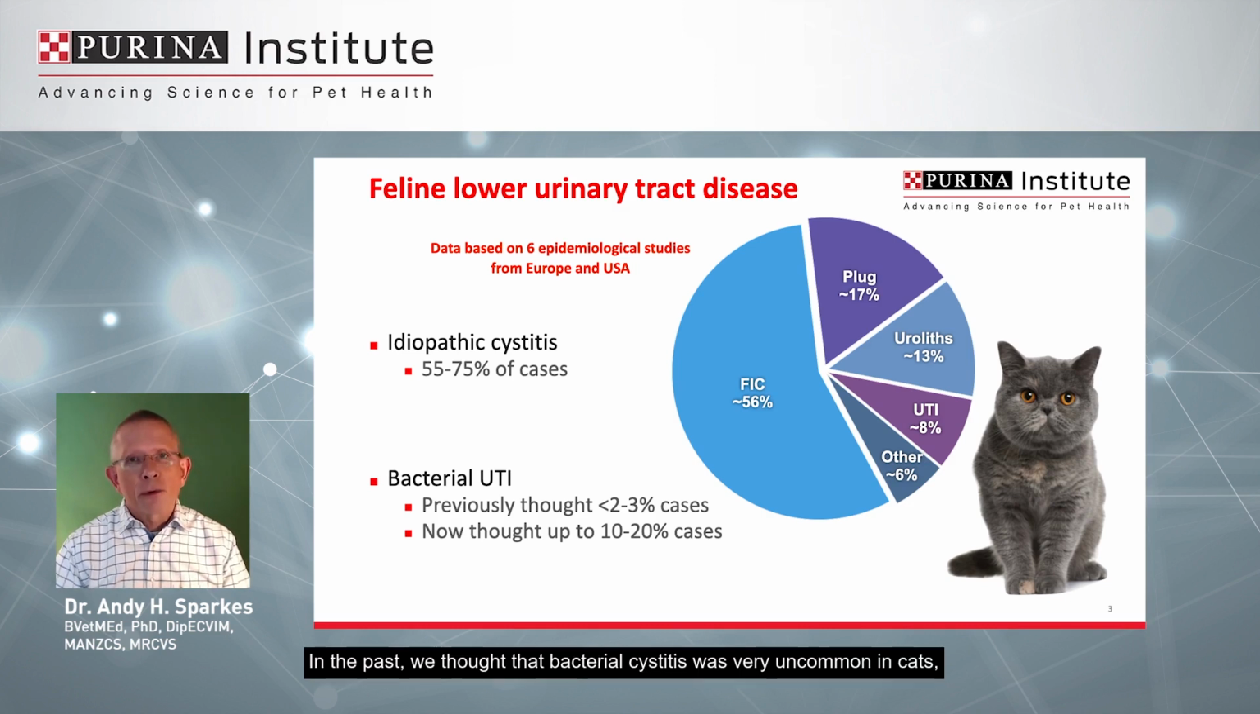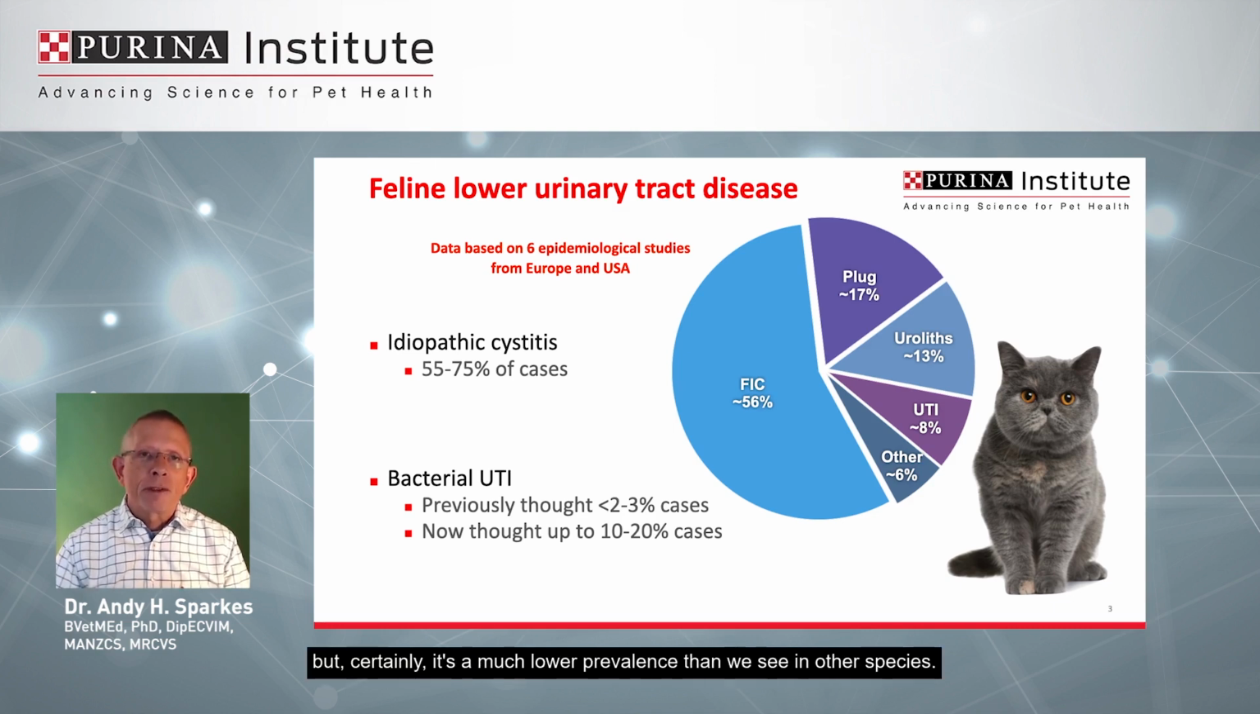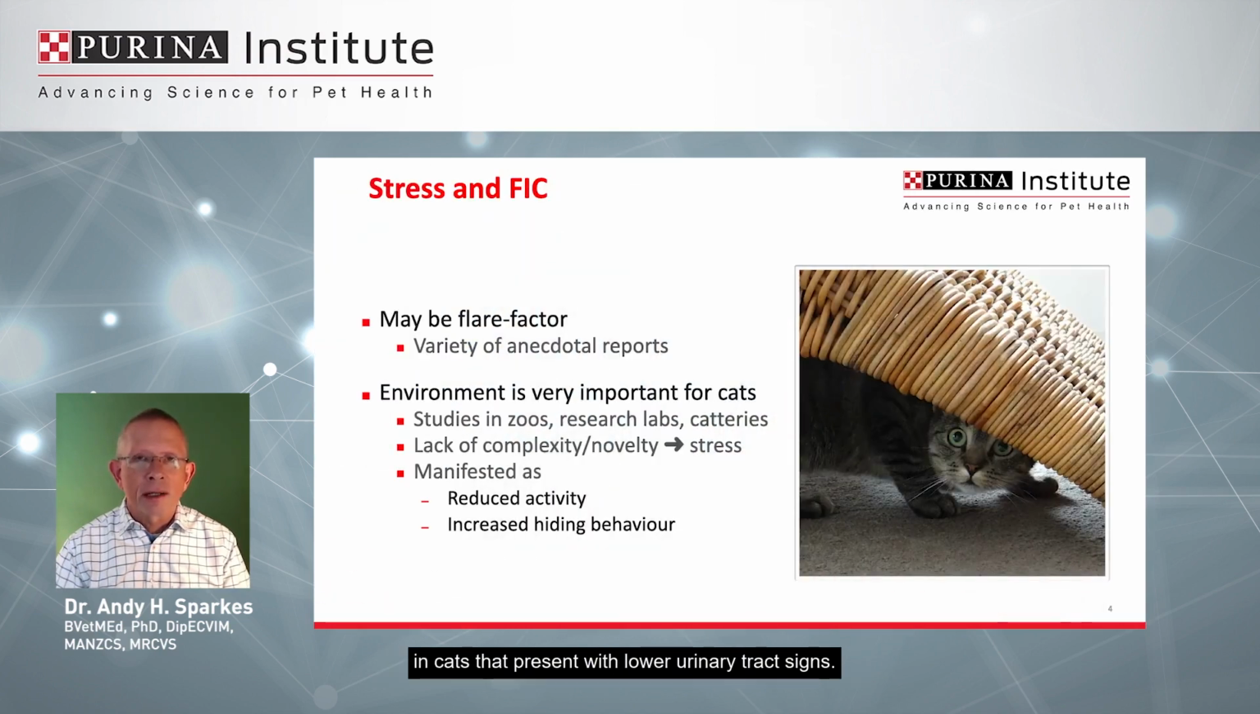In the past, we've thought that bacterial cystitis was very uncommon in cats, perhaps less than 2 or 3% of cases. More recent studies suggest that actually there may be a higher prevalence of bacterial cystitis, perhaps anything up to 10 to 20%, but certainly it's a much lower prevalence than we see in other species. So idiopathic cystitis is the biggest category of disease in cats that present with lower urinary tract signs.